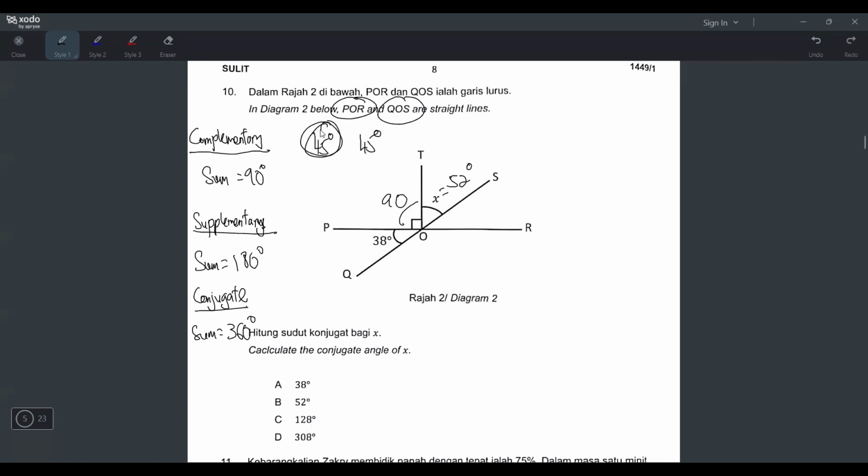But what is the supplementary angle of 45? It will be 180 minus 45, right? And then what is the conjugate angle for 45? Then it will be 360 minus 45. That's what it means, right?